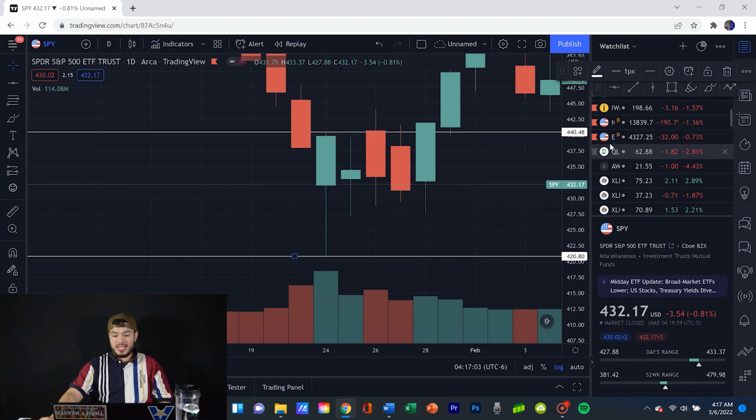So for this specific day, it reached the highest point of $440.48. And the bottom line represents $420.80. So throughout this day, it moved a total of basically $20, which is a crazy amount, honestly, for the SPY. It's usually never that volatile, but it's pretty cool.